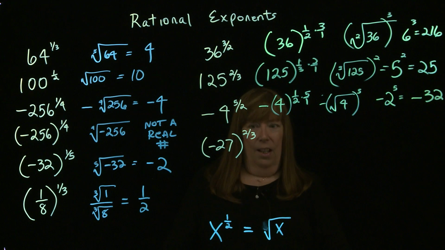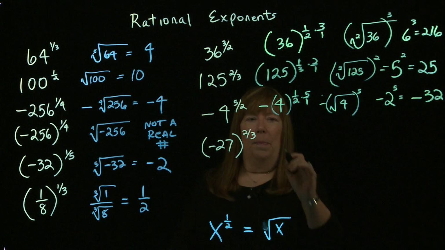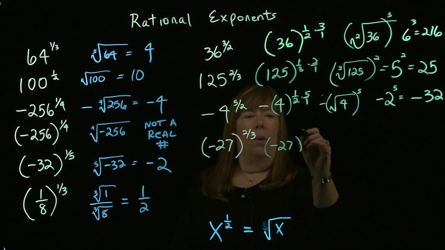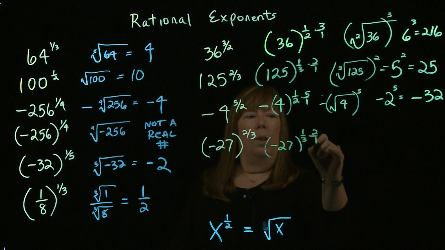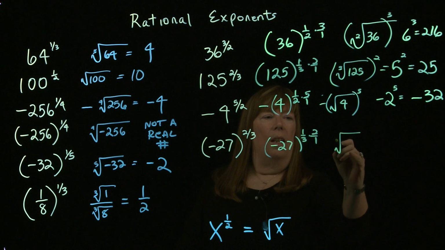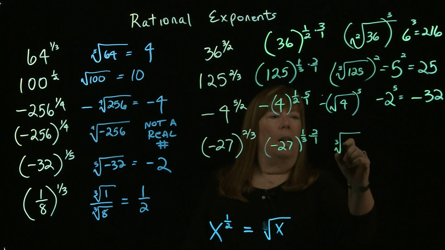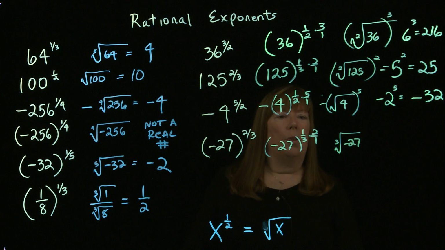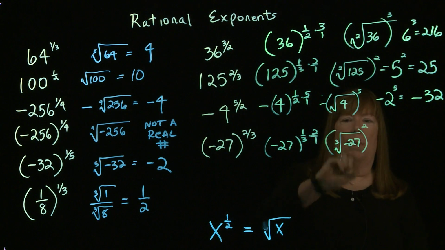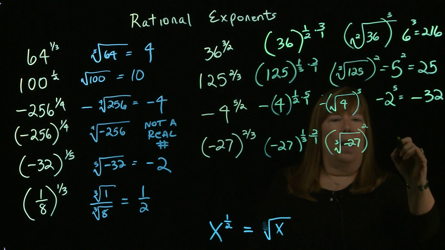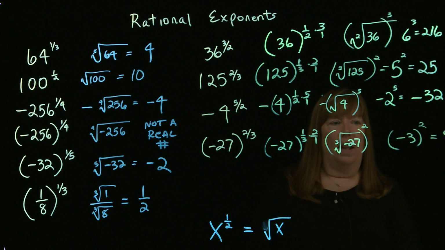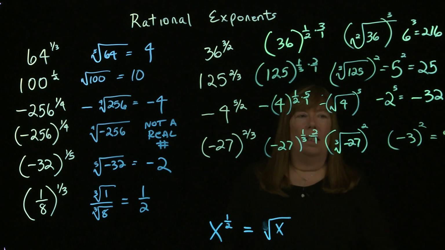Okay, you're doing great. One more. This time our base is negative 27. We're going to say to the 1/3 times 2. And why do we break it into two parts? To remind ourselves that that is the index. Now you've got a negative number under the radical sign. Is it okay? Are we going to be able to make a real number out of it? Yes, because it's an odd number. So that's negative 3 squared, and that's 9. Okay, good job.